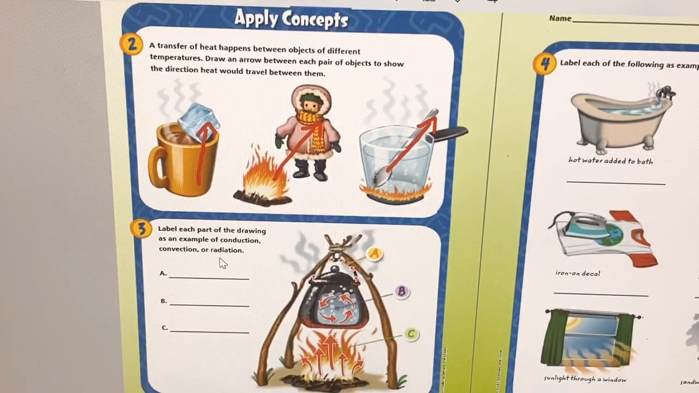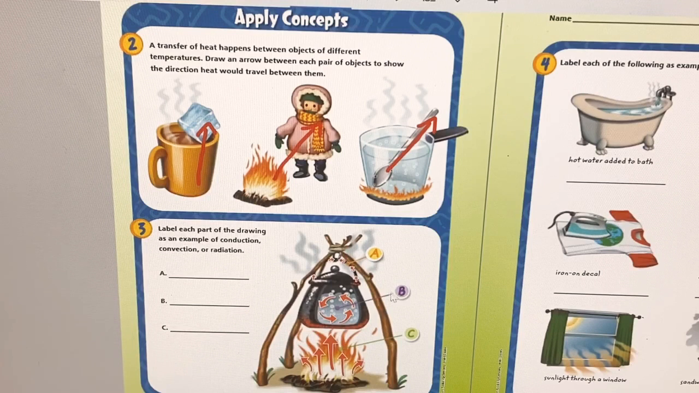Now, number 3, label each part of the drawing as an example of conduction, convection, or radiation. All right? Look at letter A. The handle over here is connected to the ring. So two solid objects are connected together and it moves the heat from this handle to this iron piece. So what do I call it? Yes, conduction, because both are solid.